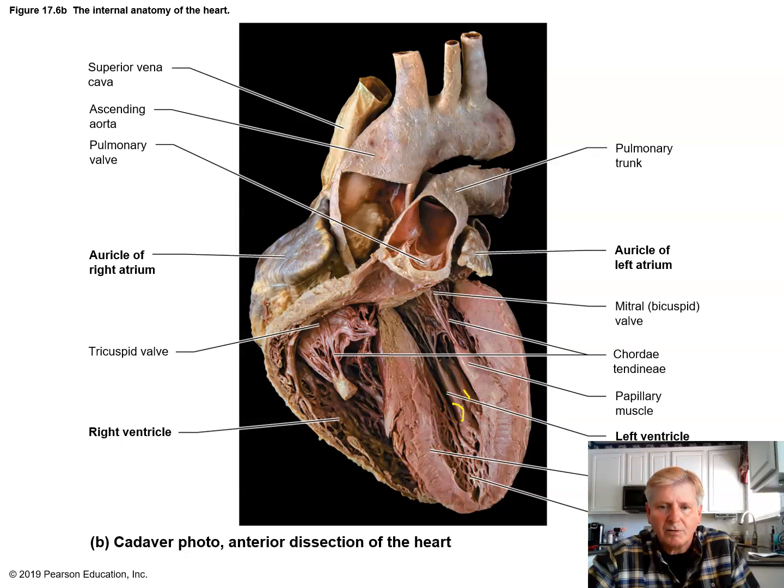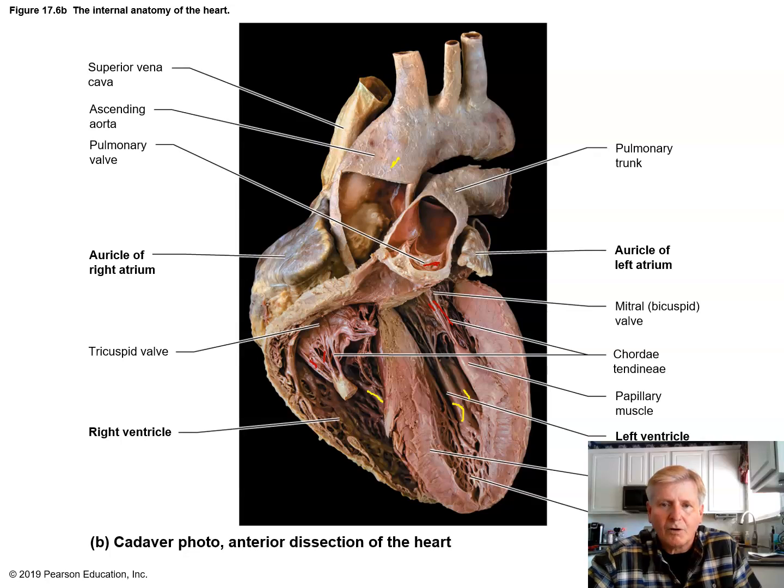Here and here, here. The chordae tendineae, make those orange. These are the little purse strings, those are the chordae tendineae. Okay, and then you have the pulmonary valve, the ascending aorta.